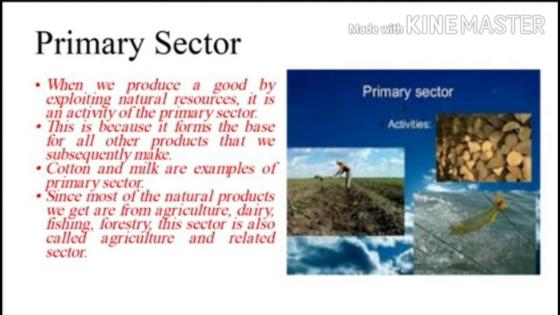When we produce a good by exploiting natural resources, it is an activity of the primary sector. In simple language, activities that depend on nature and natural resources we call the primary sector. This is because it forms the base of all other products that we subsequently make. Cotton and milk are examples of the primary sector. Since most of the natural products we get are from agriculture, dairy, fishing and forestry, this sector is also called agriculture and related sectors.